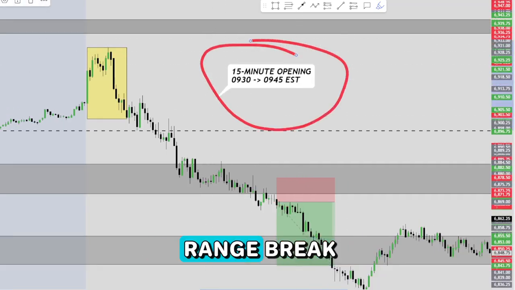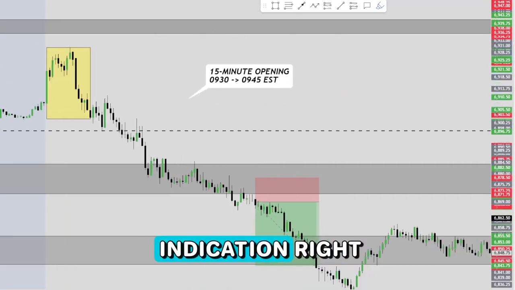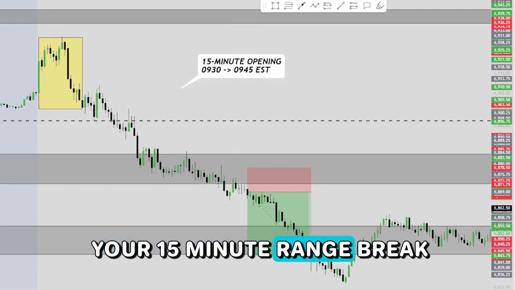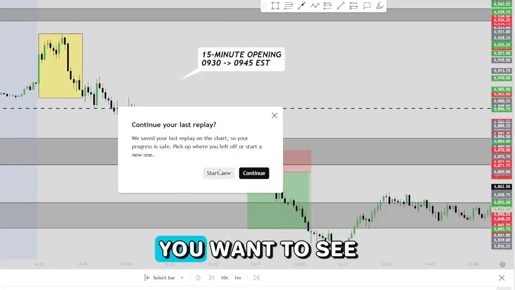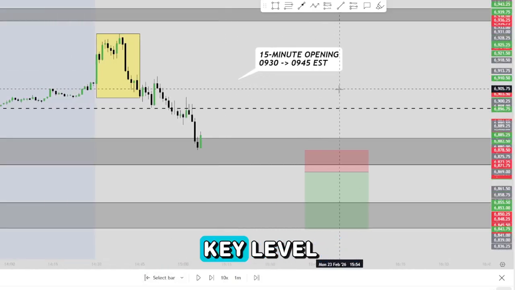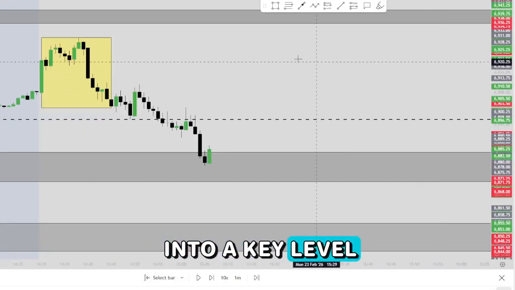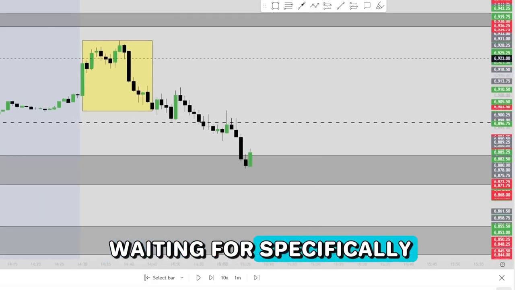The key levels tell you that, not the 15-minute range break. That is just an indication, just a confluence. But once you have your 15-minute range break, the next thing you're looking for is to see price tag into a key level. Now, when price tags into a key level, what is it you're waiting for specifically?